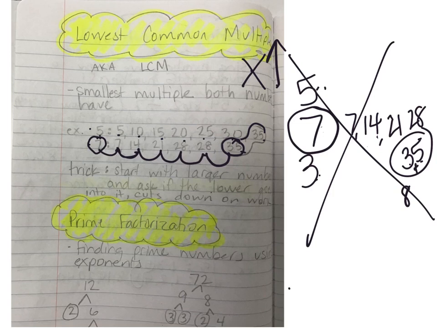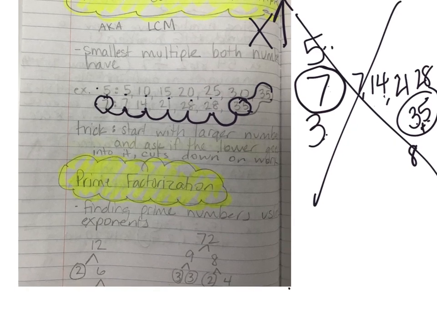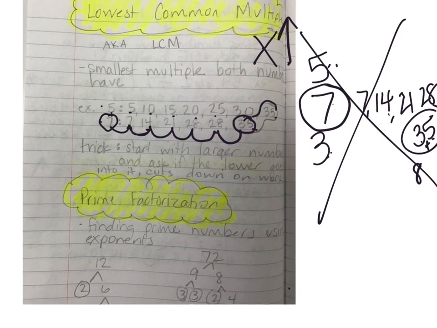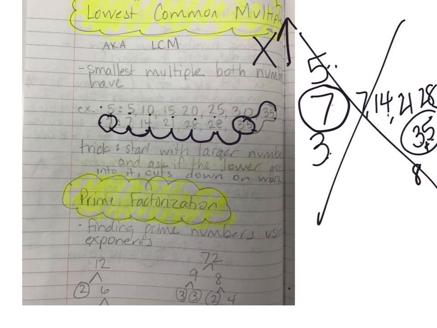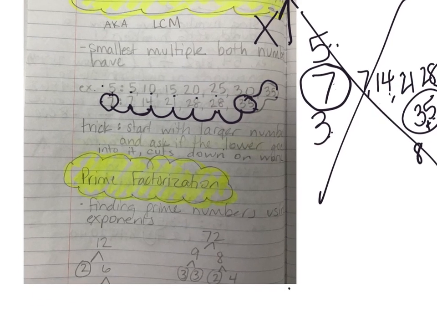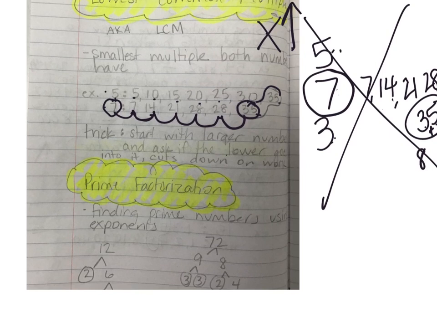Oh, I wish I could move this up. There we go. Prime factorization, finding prime numbers using exponents. And the prime number chart is right up on the board, unless I accidentally take it down or it falls down, but I don't plan on taking it down, and I doubt it's going to fall down. So know your prime numbers. Let's do a practice for prime numbers. Remember, Mrs. Berger loves these.